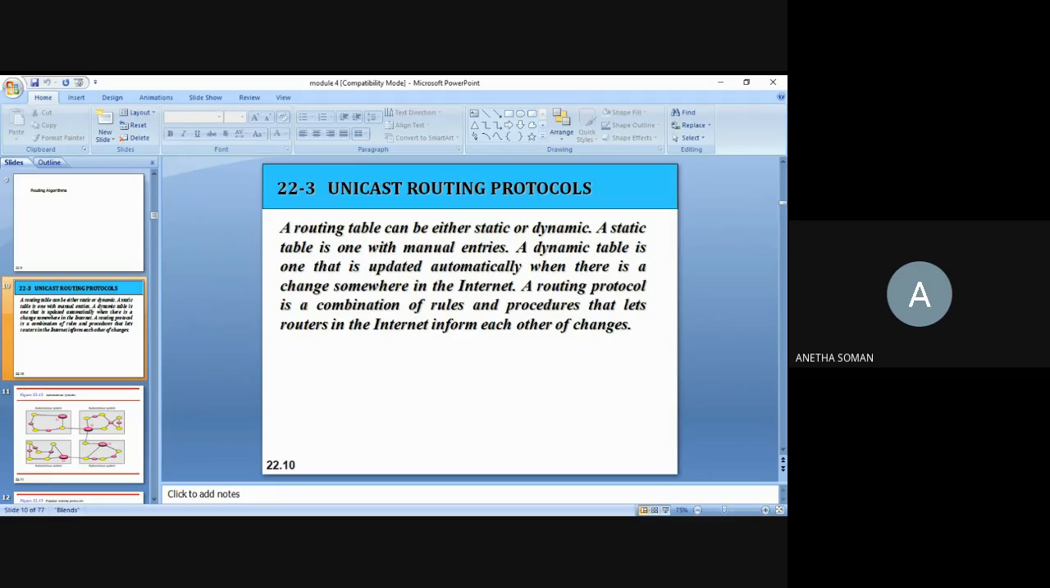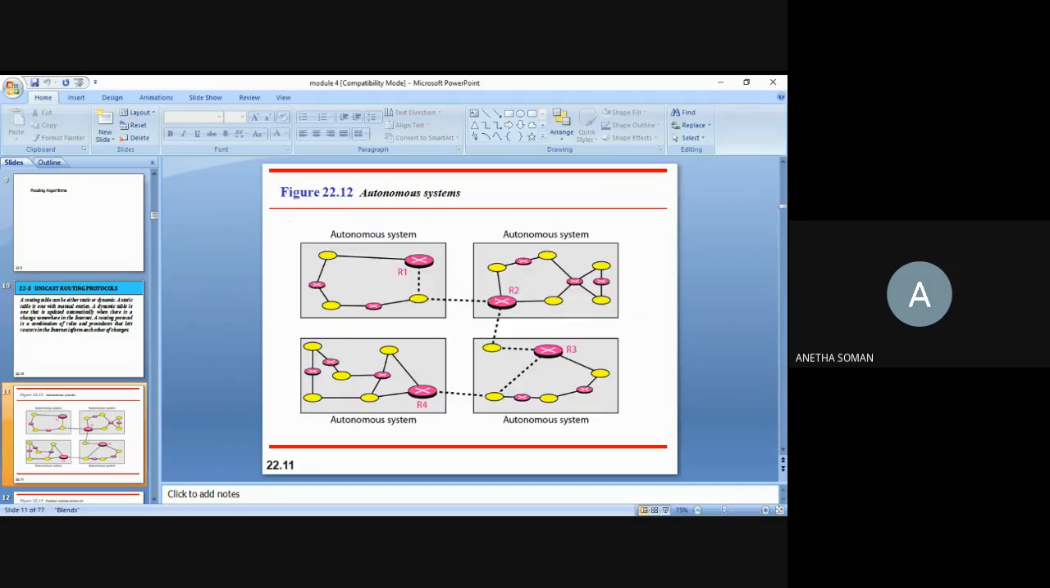Now, in today's internet, your network is very large. So one routing protocol is not able to handle the task of updating the routing tables. So what is done is your internet network is divided into autonomous systems. Since a single routing protocol is not able to handle the whole internet network, the concept that has come is that the internet is divided into autonomous systems.